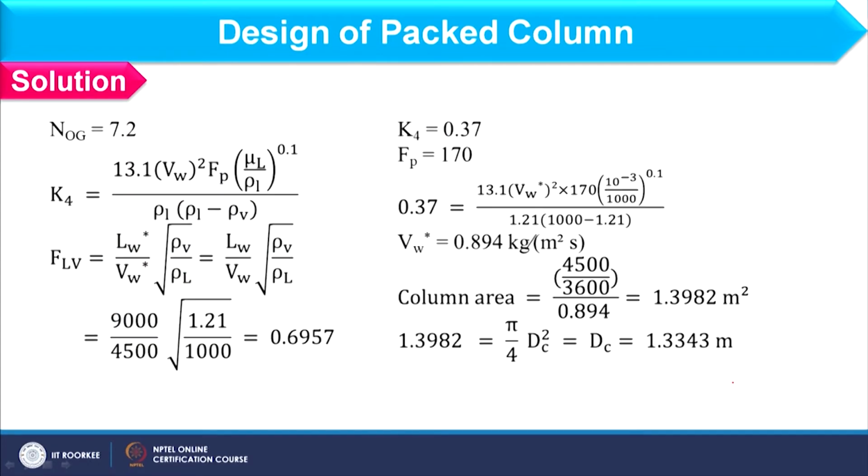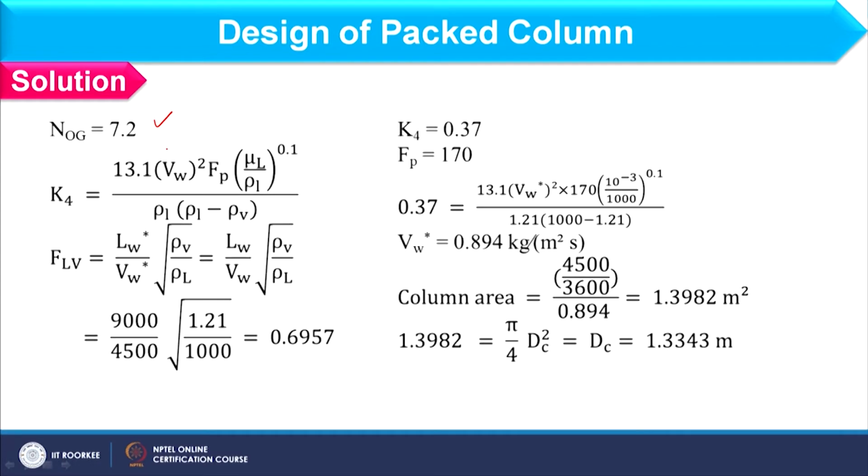And when I solve this equation, we can find the value as 7.2, right. So, this is basically the number of transfer units. Okay. Next we have to find out the HOG value, that is the height of the transfer unit.